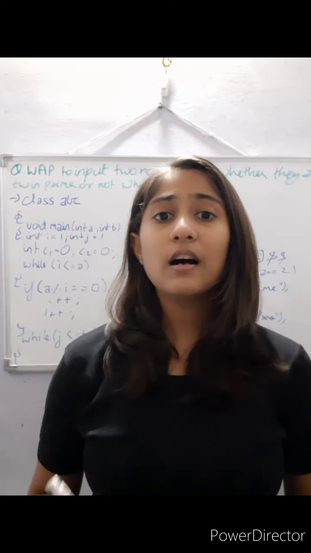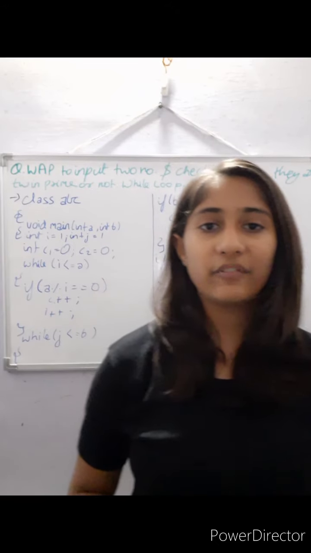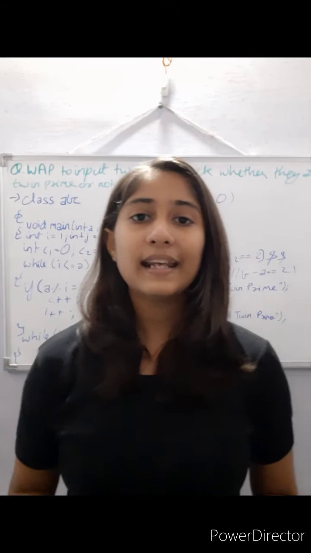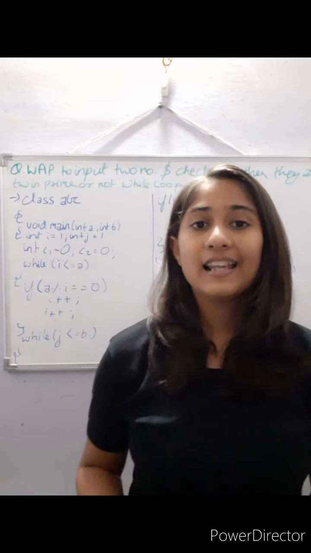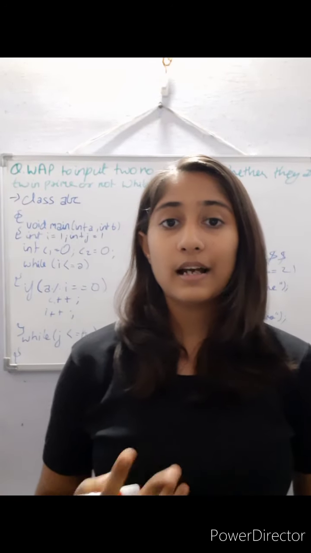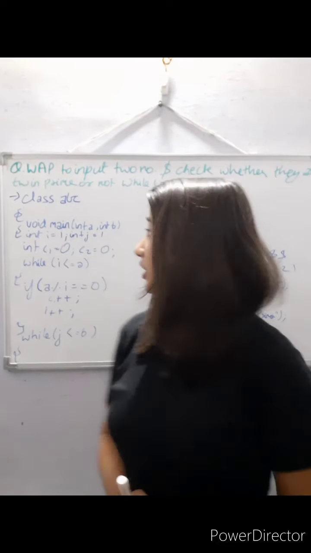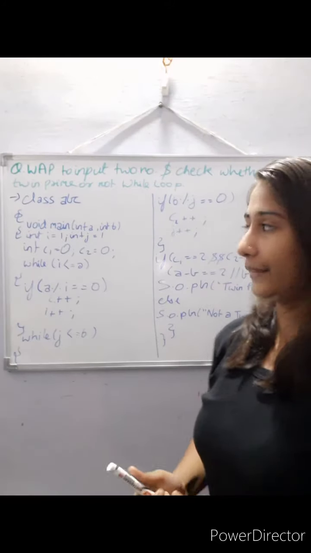Okay, so a twin prime is a pair of two prime numbers which have the difference between them 2. For example, you can take the numbers 19 and 17. These both are prime numbers and the difference between them is 2. Another example is 7 and 5. Okay, so now we should study how to do the program.